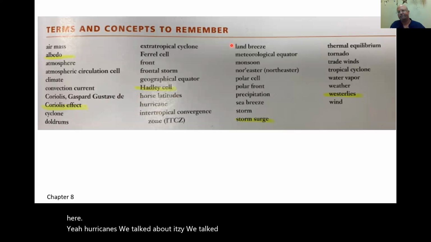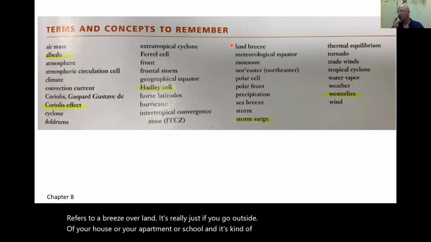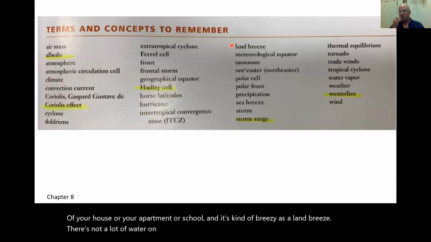Land breeze refers to a breeze over land. It's really just if you go outside of your house or your apartment or school and it's kind of breezy, it's a land breeze. There's not a lot of water on land usually compared to the ocean, so land breezes tend to not have a lot of moisture in them.